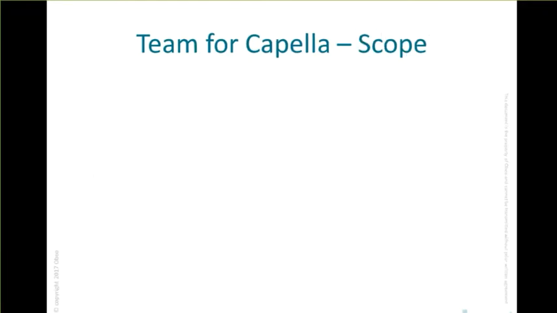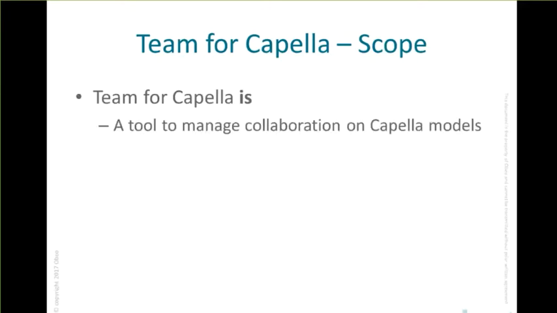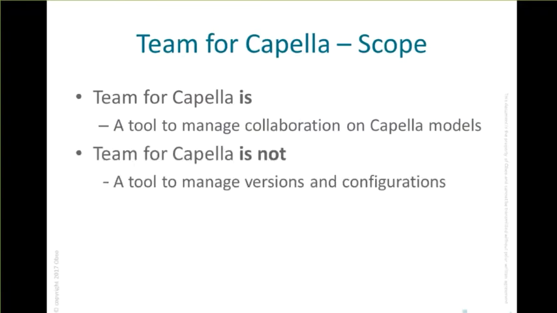So the scope of Team for Capella is to manage the collaboration on Capella models. It's not a tool that is intended to manage versions and configuration. Its only purpose is to help users work collaboratively at the same time on the same model. It's not a tool that addresses branching and comparing and so on. It's really only a tool to support collaborative edition.